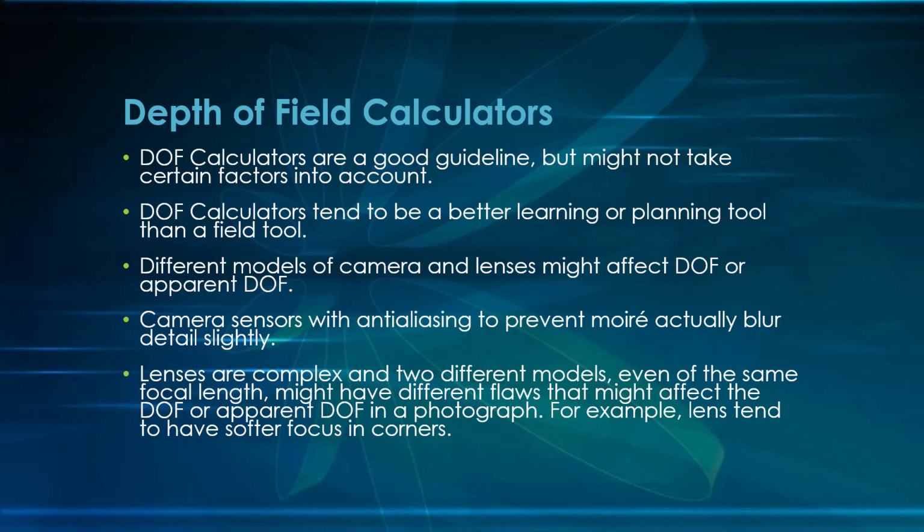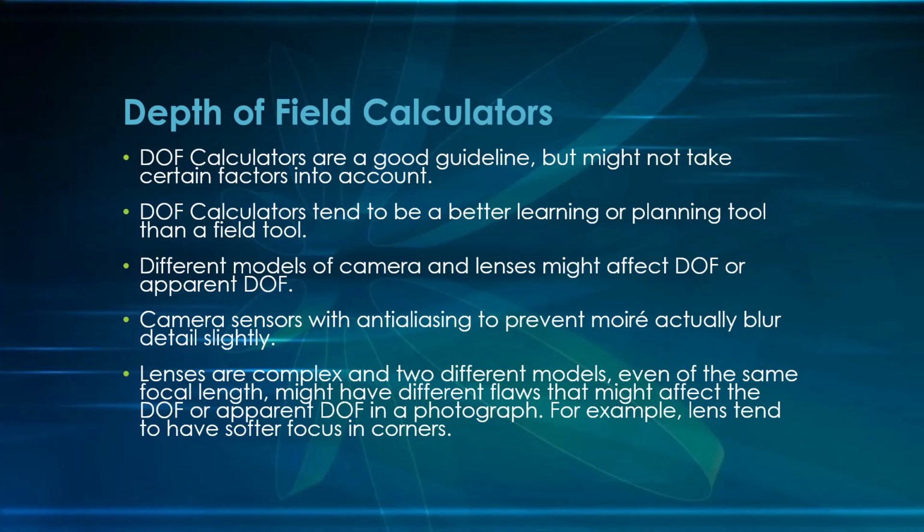In the field, generally, you probably wouldn't use a calculator. You would kind of estimate or just look through the lens or through the viewfinder and see what it looks like to you, and then take the picture, and then maybe look at the picture if you were really concerned. So those calculators aren't something that a lot of photographers are always using, but they're a nice tool. Different models of camera and lenses might affect depth of field or the apparent depth of field.